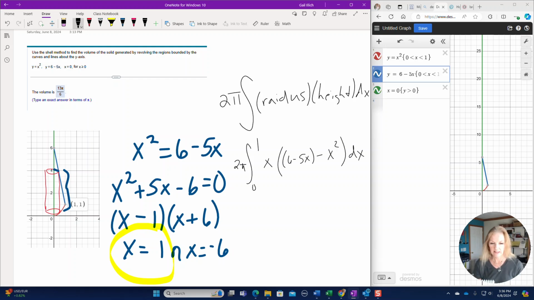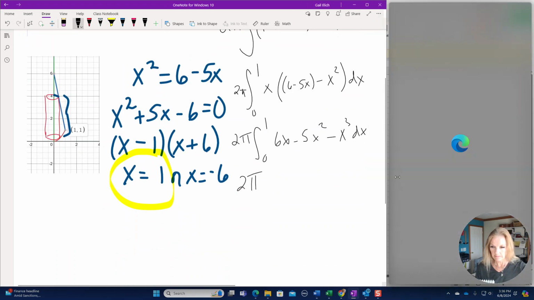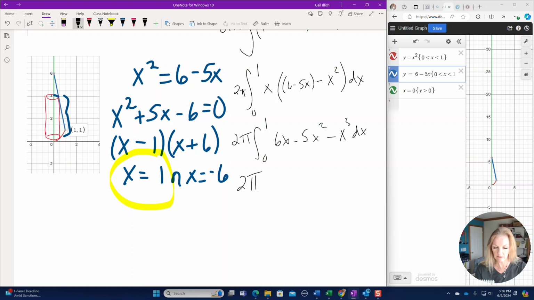And if you wanted to do this by hand, you could, of course. You'd have 2 pi. You'll integrate from 0 to 1. You would want to expand this out. So this will be 6x minus 5x squared, and then minus x cubed, dx. And then you'd have your 2 pi. Expand this a little bit, and that would go ahead and integrate.